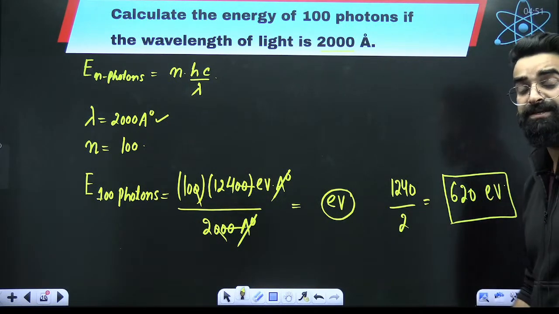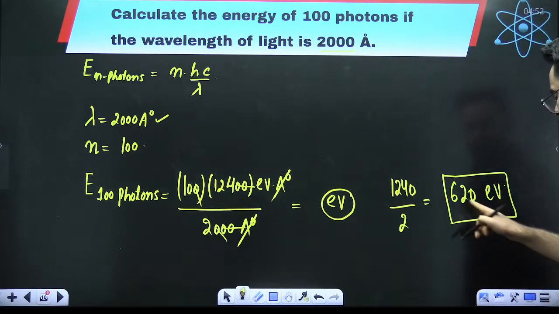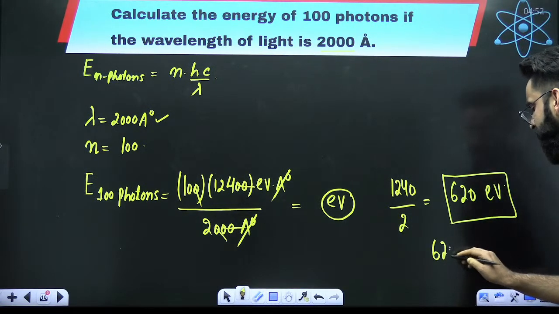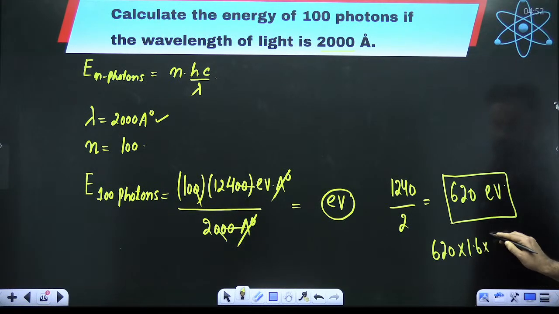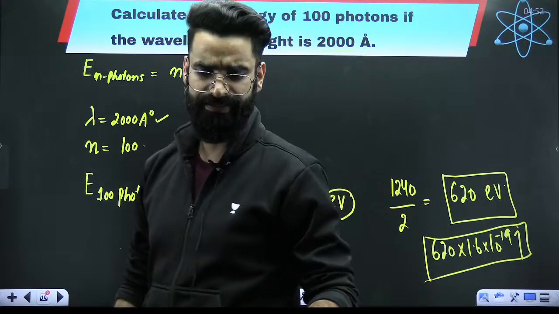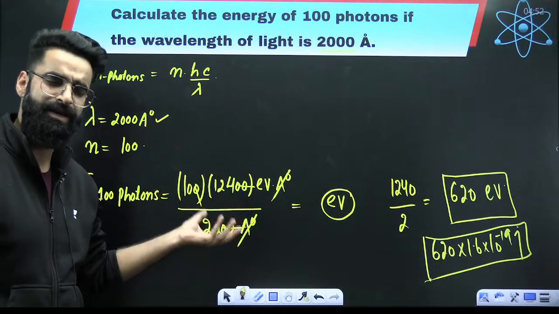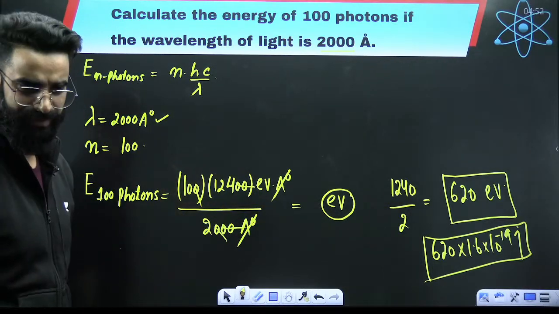Now, my dear students, if they ask you to calculate the energy in joules, since you know it is 620 electron volts, and 1 electron volt is equal to 1.6 into 10 raised to the power minus 19 joules, this is going to be the answer in joules. I believe it's clear to everyone. This is a very simple and basic question, just formula based.